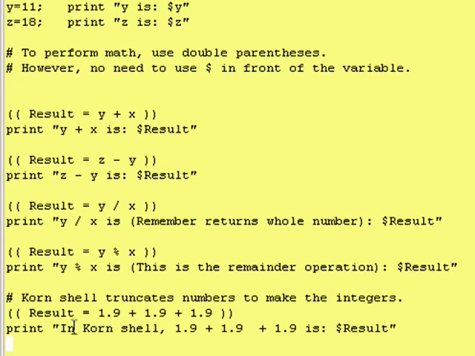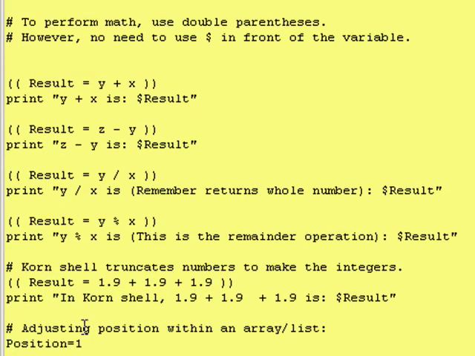Okay. Now, like I said, most versions of Korn shell will truncate numbers. They only work on integer numbers. So this right here on most versions of Korn shell would be 1. So 1.9 plus 1.9 plus 1.9 on most versions of Korn shell would come out to actually be 3, because it will round this to 1, round this to 1, and round this to 1. However, my version of Korn shell on my operating system doesn't do that.